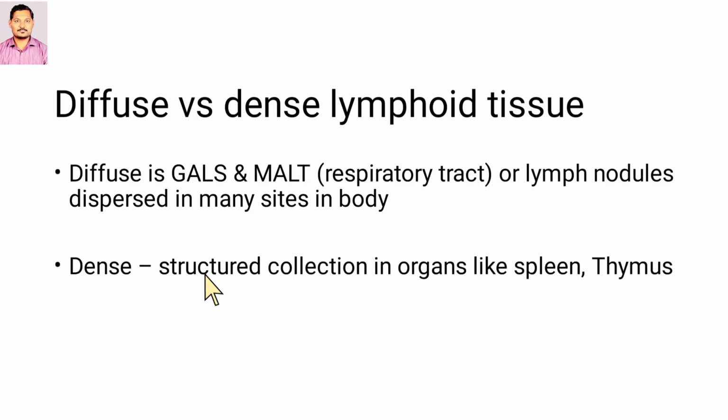Diffuse versus dense lymphoid tissue. This is another thing mentioned in many of the books. Now, what is the diffuse tissue? It is the diffuse presence of lymphocytes in a particular structure beneath an epithelium, which is constantly exposed to the antigens. Like you have in the digestive system, gut associated lymphoid tissue. It should be a T here. So gut associated lymphoid tissue and mucosa associated lymphoid tissue, especially present in the respiratory zone.